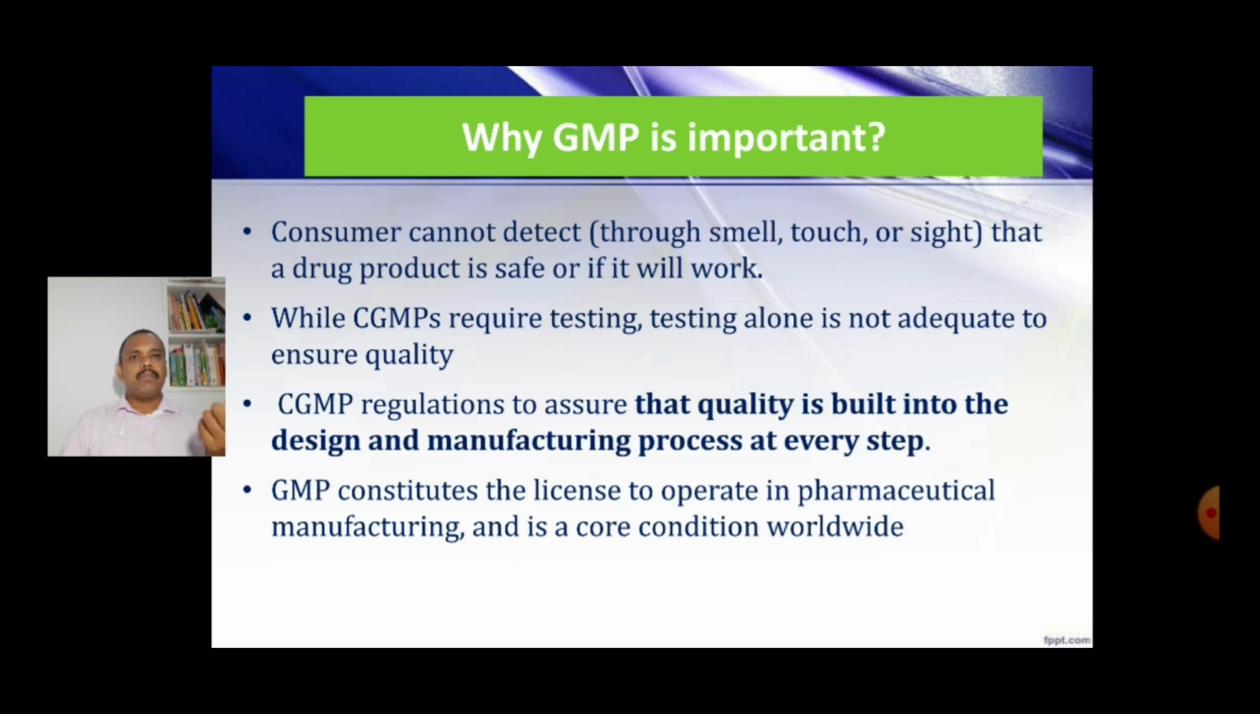If you implement CGMP, we know that CGMP says that testing is required. Testing is required, not just end product testing. End product testing will not assure the quality. So according to the CGMP regulation, it assures that the quality is built into the design and the manufacturing process at each and every step. So when you implement CGMP, GMP constitutes the license to operate in pharmaceutical manufacturing, and it is the core condition now across the world.